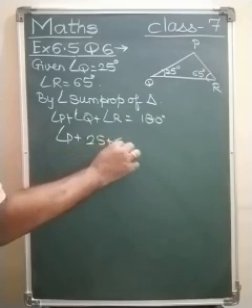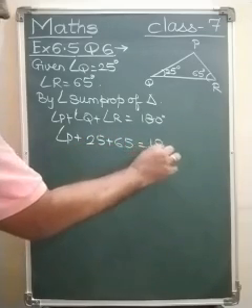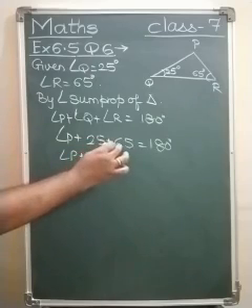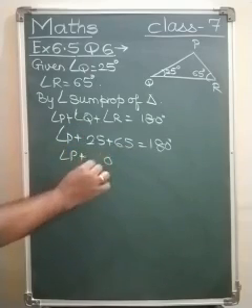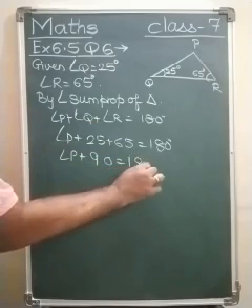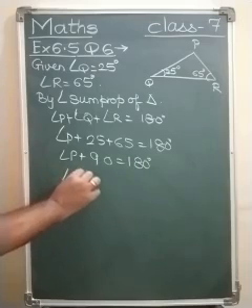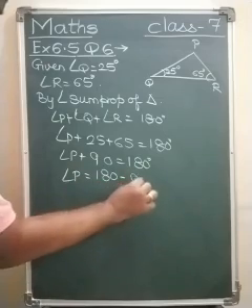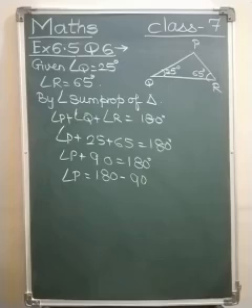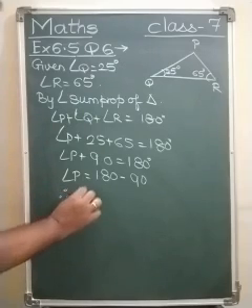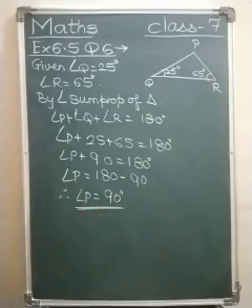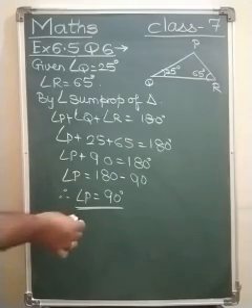25 plus 65 equals 180 degrees. So angle P plus 25 plus 65 equals 180 degrees. Angle P equals 180 minus 90. Therefore, angle P equals 90 degrees. Now, angle P equals 90 degrees.